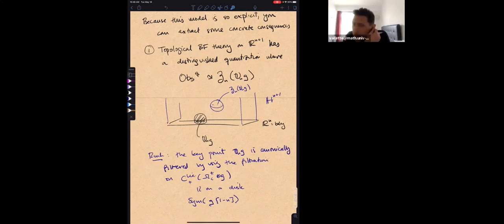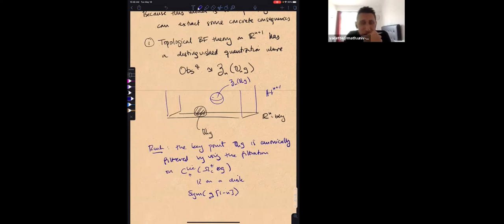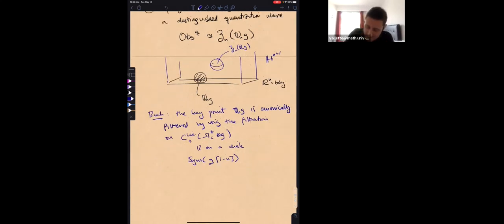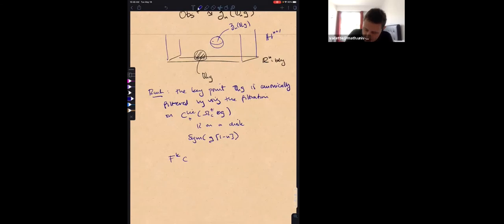Yeah, please. I'm a bit lost. What is the filtration here? I do not get it. Oh yeah, you should get this. So F_K C_star^Lie of any Lie algebra is this part. It's just the lower symmetric powers of degree K or less, and the differential preserves that filtration.